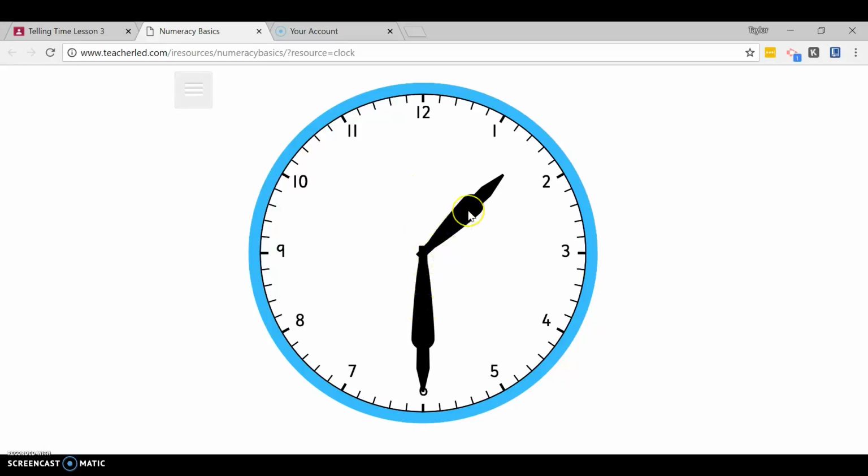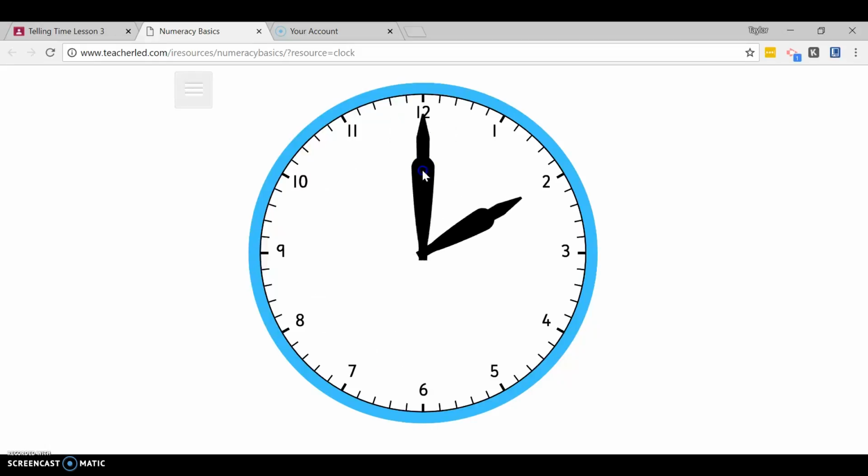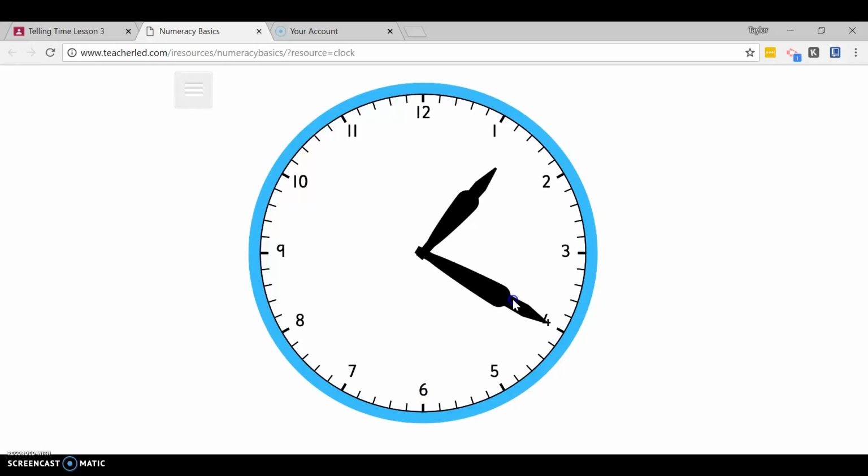So if I said, okay, it's 1 o'clock, if I moved it to 1 o'clock, in a half hour, let me get to 1 o'clock, in a half hour, it would be 1:30. And you can see that hour hand is moving with it, so now it is 1:30.